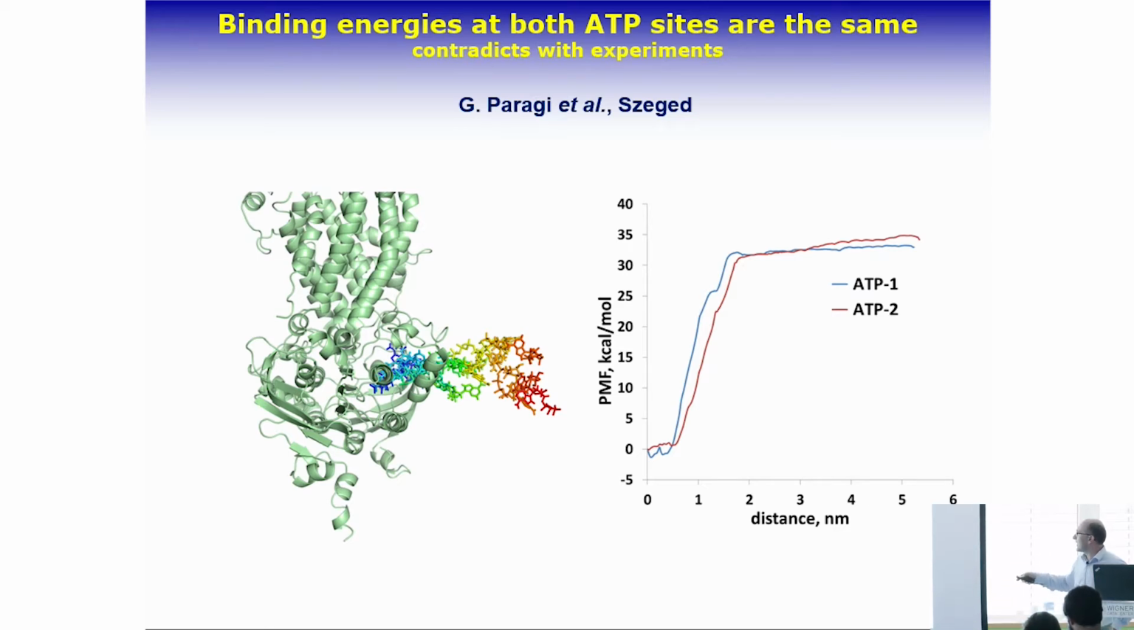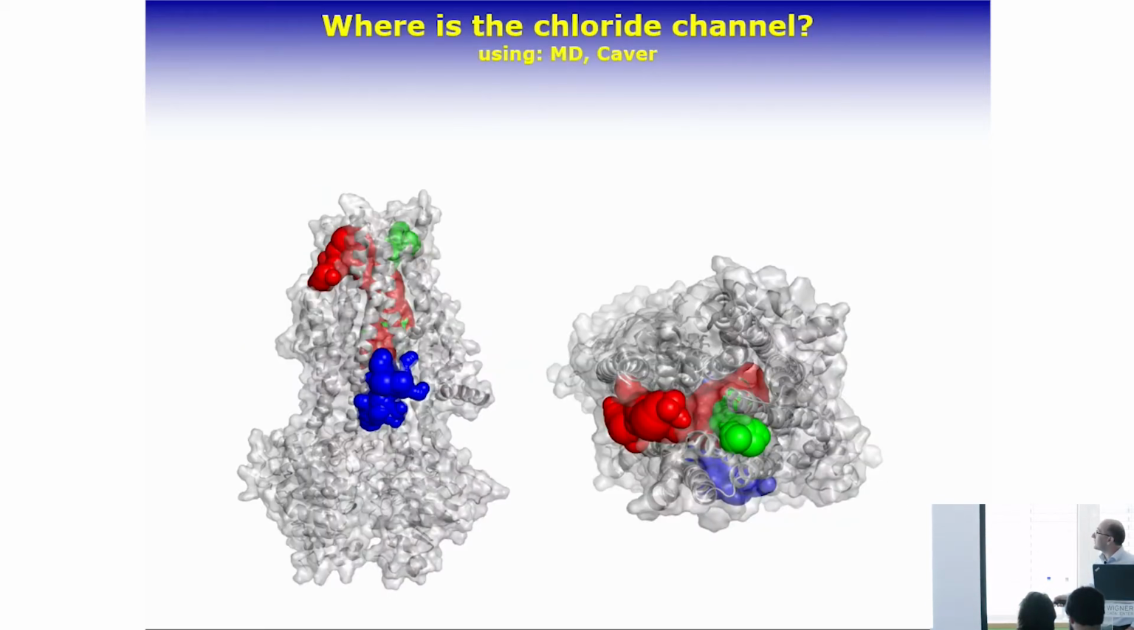And because of the time, I just want to say that they recovered the potential mean force of the ATP binding, and they couldn't detect any difference between the ATP binding between the two sites. So most likely, the nucleotide binding domains should be more closed in the structure compared to the situation that was determined by cryo-electron microscopy. The other thing is we are looking for the channel.